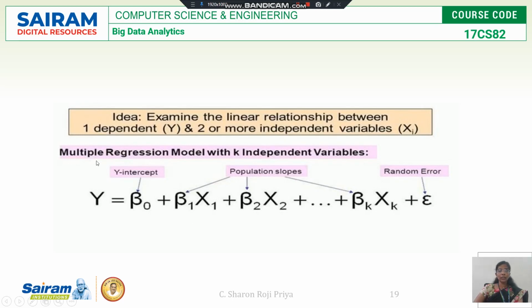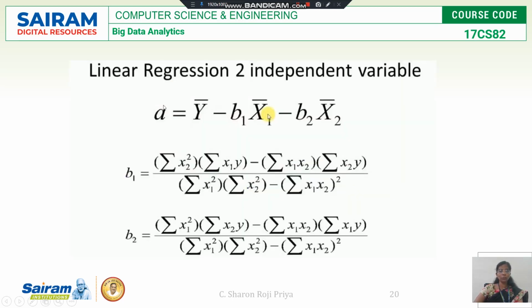In multiple regression, first I have to calculate the y intercept. How will you write this formula? Y intercept is equal to y. You bring all these population slopes to the other side, so the y intercept is equal to y minus beta 1 x1 minus beta 2 x2, and it goes on. So this is my y intercept, which is equal to y minus b1 x1 minus b2 x2.